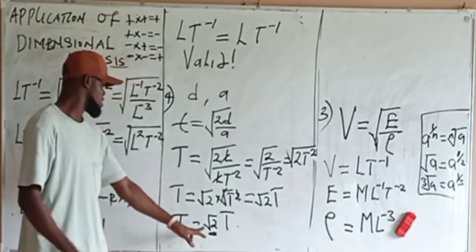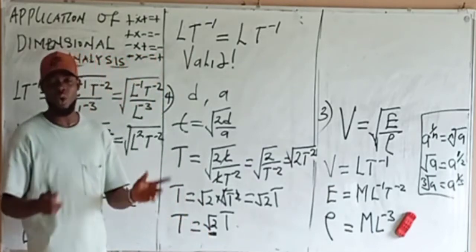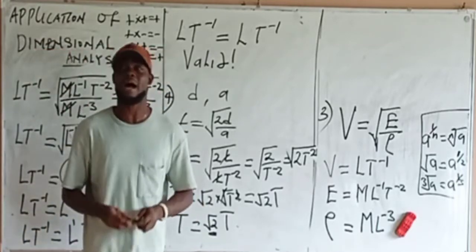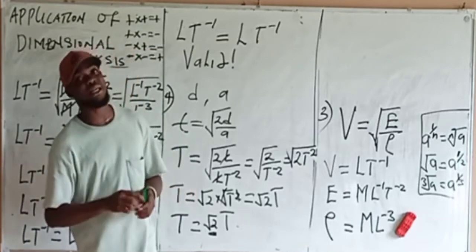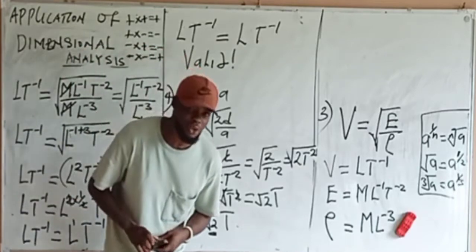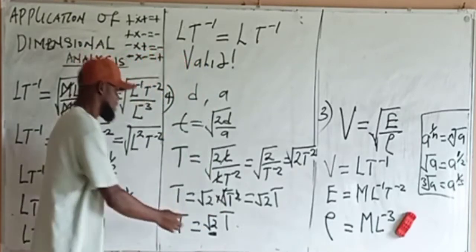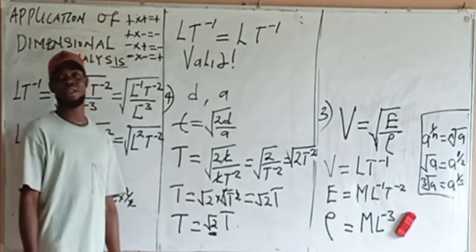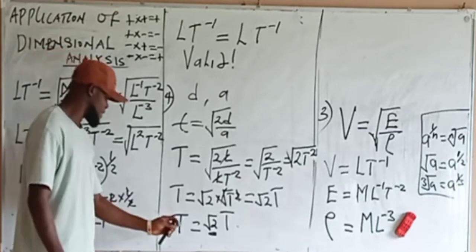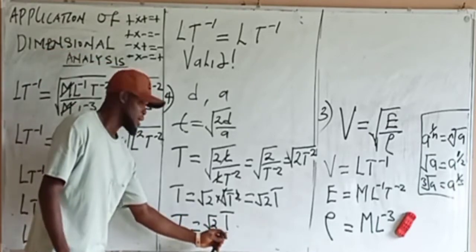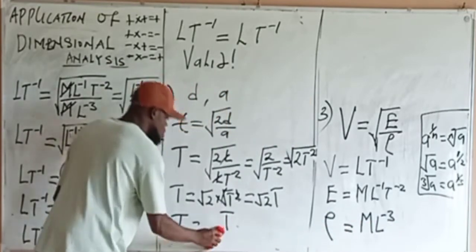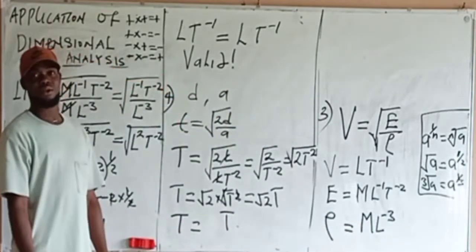Let's check. Is root 2 a physical quantity? No. Root 2 is not a physical quantity. Root 2 is a constant number. The square root of 2 is a constant number, which is dimensionless. So constant numbers like this don't affect dimension. Take a look at that one. Since we have t here and we have t here, you will just assume this root 2 doesn't exist in terms of dimension.